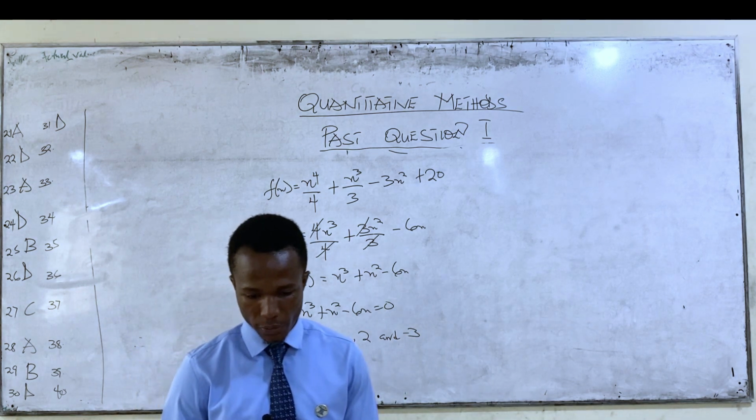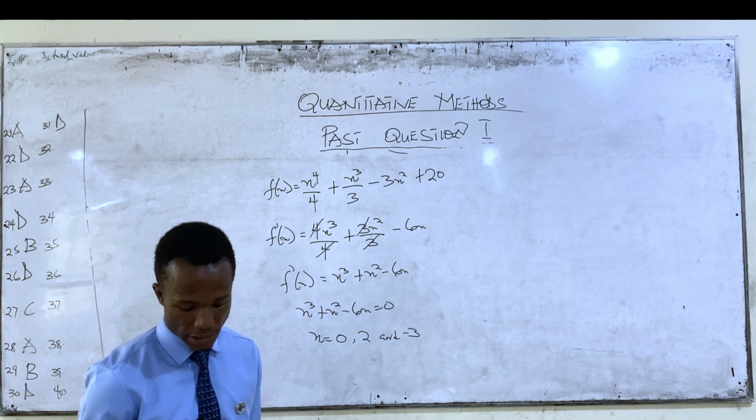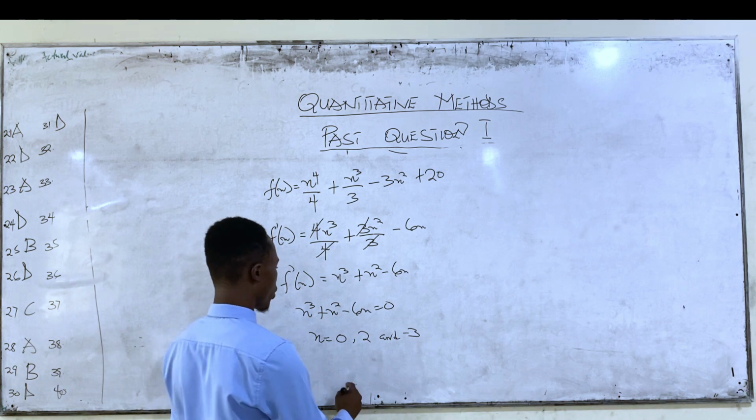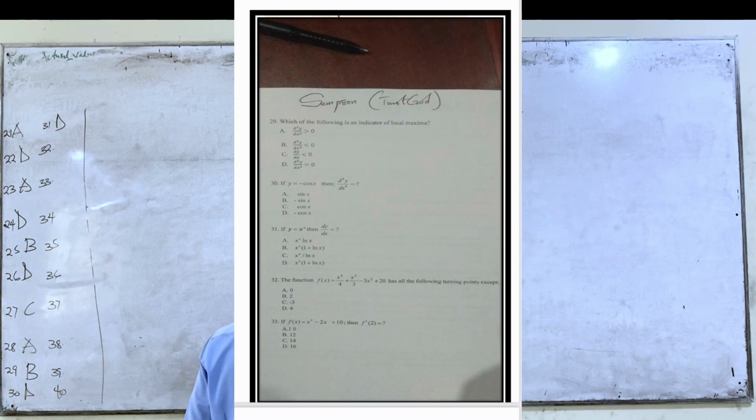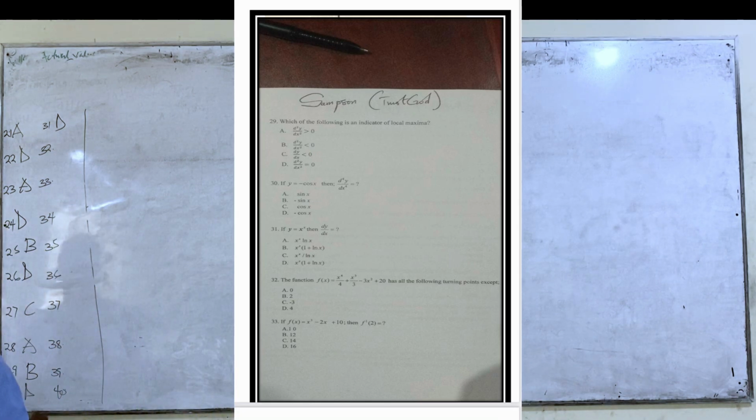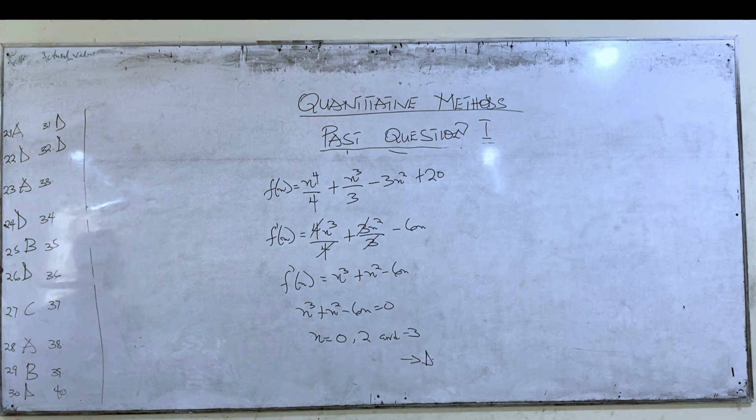Okay, so we are looking for the except, and that is option what? D. 4 is not part of them. So we choose option D for question 32.